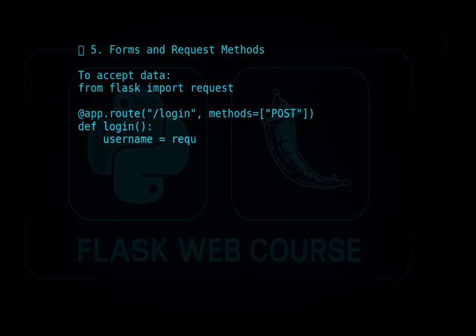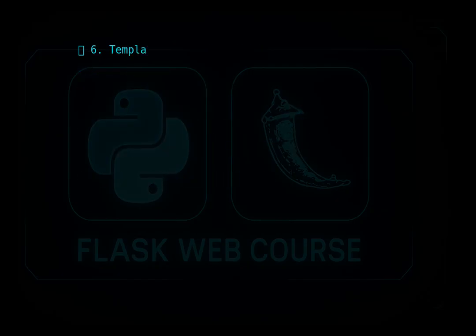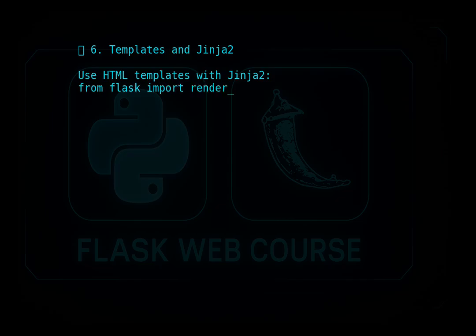Flask also uses the Jinja2 templating engine to help you build dynamic HTML pages. Instead of mixing Python code with HTML, Flask separates logic using templates. You can render variables and loops directly in your HTML files, keeping your code clean and organized.